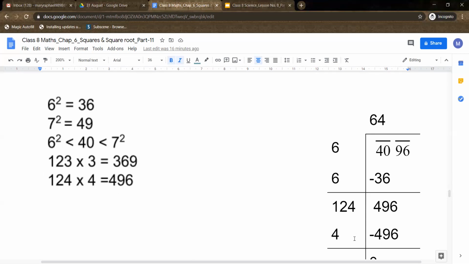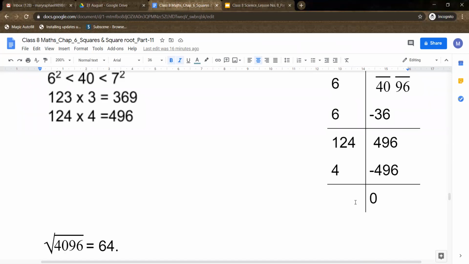Now 124 fours are 496, written just below the dividend, and subtracting you will get 0. And here no need to do anything in the last part. So we can write the square root of 4096 equal to 64.